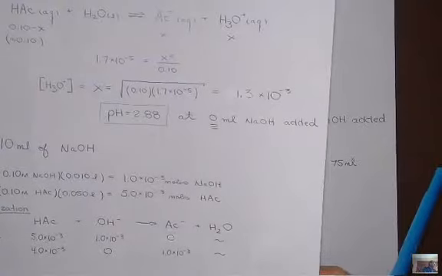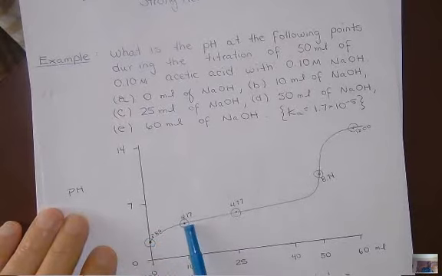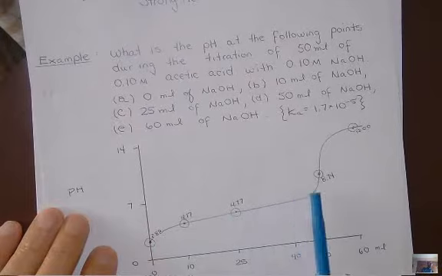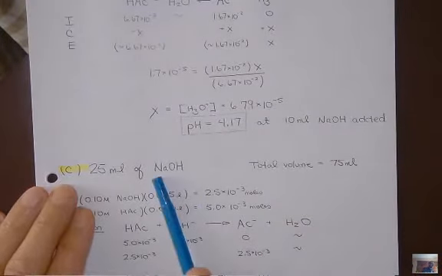So if we go back to our graph, which you should kind of be making at the same time, now we've got this point, 2.88, and now we have 2.17, okay? Next point is going to be 25, then 50, then 60. So here comes 25 milliliters, okay?